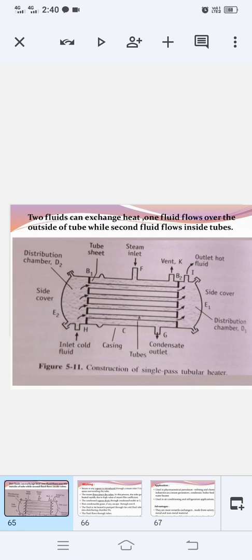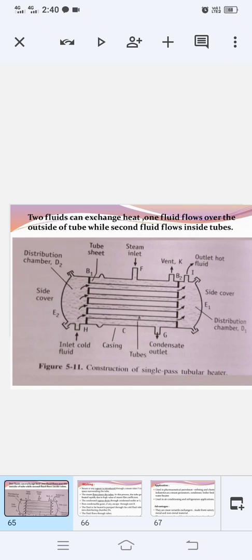Okay, thus the hot fluid reaches the distributing chamber, that is D1, and leaves through the hot fluid outlet, that is I. So this was the working of our tubular heater. In this shell and tube heater, the cross-sectional area of the tube is larger. Hence, the velocity of the fluid inside the tubes is low. If the area is smaller, then velocity will increase.